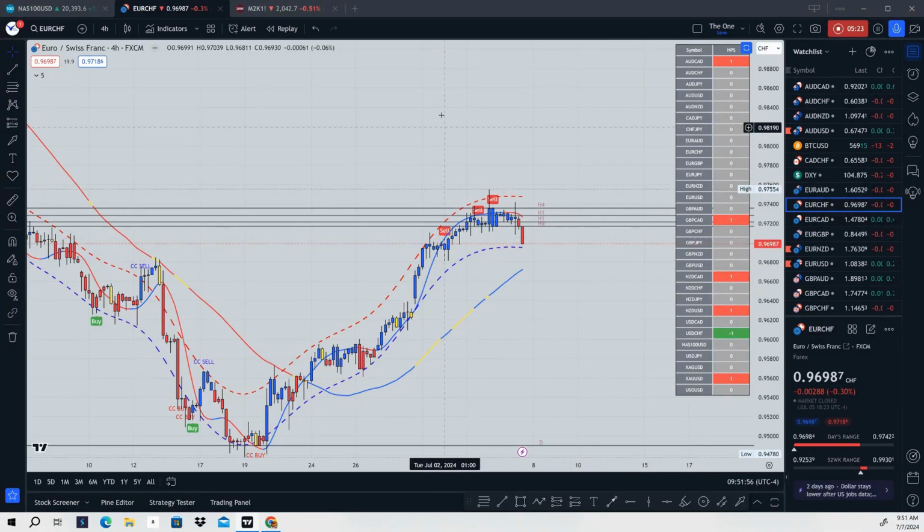We're bullish on the weekly, pullback on the daily, bullish on the 4-hour. Okay. Now we're just waiting for the 4-hour to go in alignment with the daily time frame.